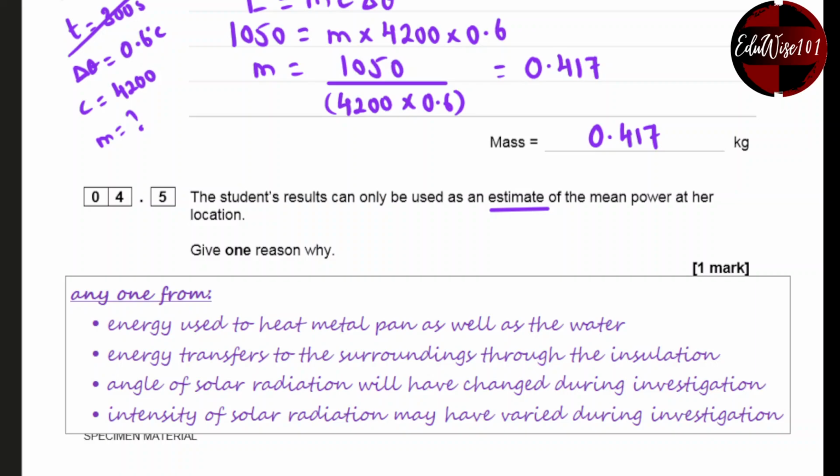Energy used to heat the metal pan as well as the water. So some of the energy is going to go into the metal pan. The energy transfers to the surroundings through the insulation, or you could say it is lost to the surroundings through the insulation. The angle of solar radiation will have changed during the investigation. Even though it's only 5 minutes, it could have changed. The intensity of solar radiation may have varied during the investigation, and that's mainly due to clouds blocking the sunlight, and so on.